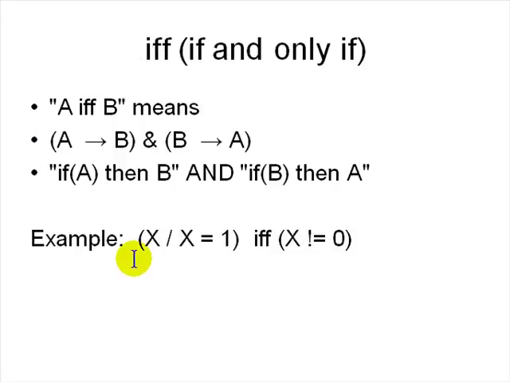And then in logic we have the if and only if operator, IFF for short. What A IFF B means is A if and only if B means A implies B and B implies A. So for example, x divided by x equals 1. x divided by x is always 1 if and only if x is not equal to 0, in a mathematics example.